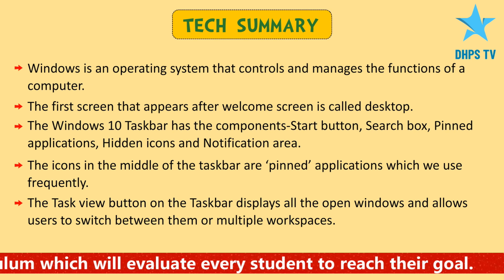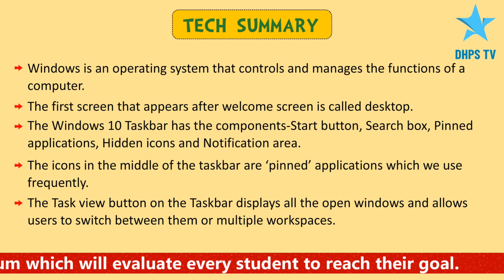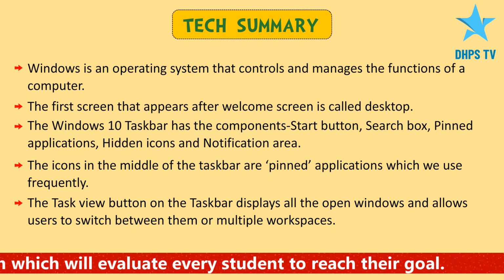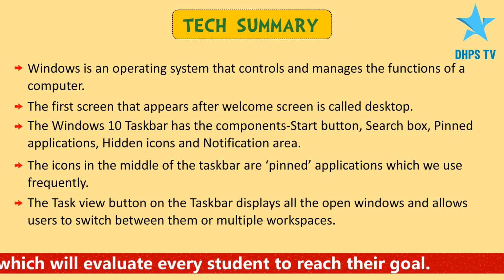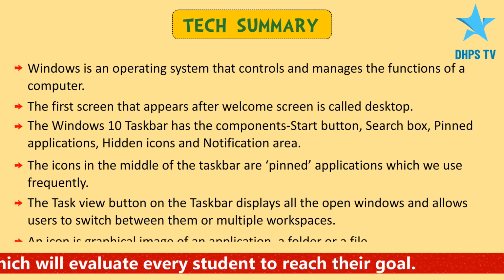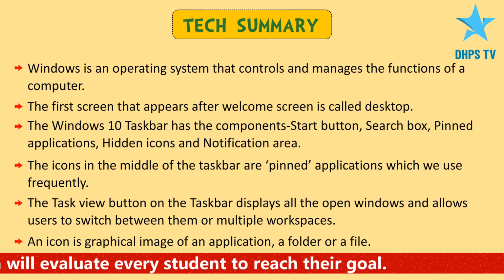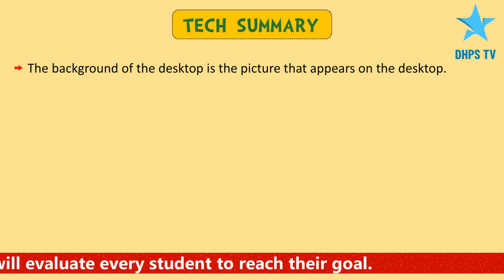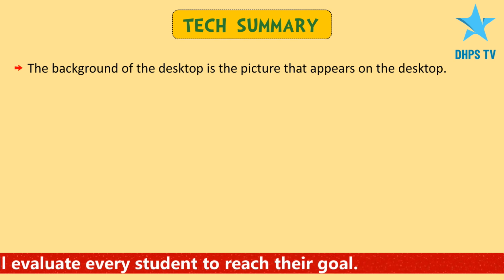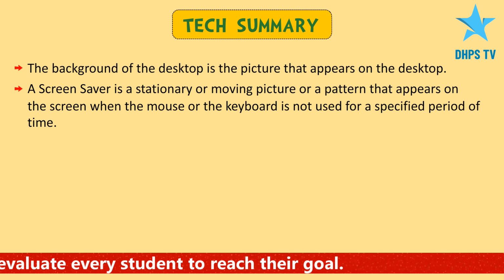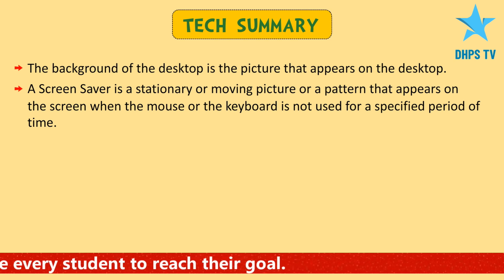The Task View button on the taskbar displays all the open windows and allows the user to switch between them or multiple workspaces. An icon is a graphical image of an application, a folder, or a file. The background of the desktop is the picture that appears on the desktop. A screensaver is a stationary or moving picture or a pattern that appears on the screen when the mouse or the keyboard is not used for a specified period of time.